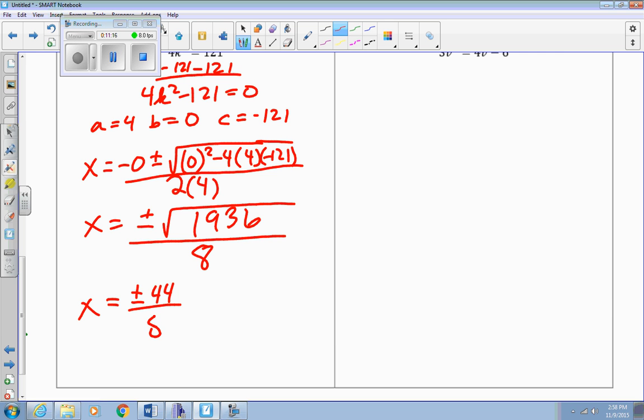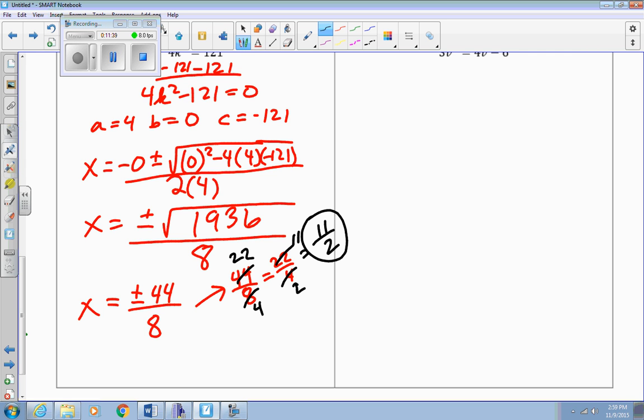We can actually simplify this, and break this up into two problems. We have positive 44 divided by 8, which simplifies to 22 over 4 if you divide by 2. Divide that by 2 again, and we get 11 over 2. 11 halves, or 5.5, is one of your answers. And you get negative 44 over 8, which is the same thing, just with a negative. So that simplifies down to negative 11 halves, or negative 5.5.